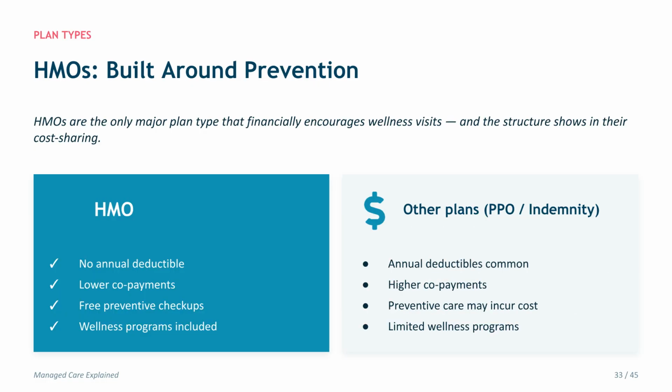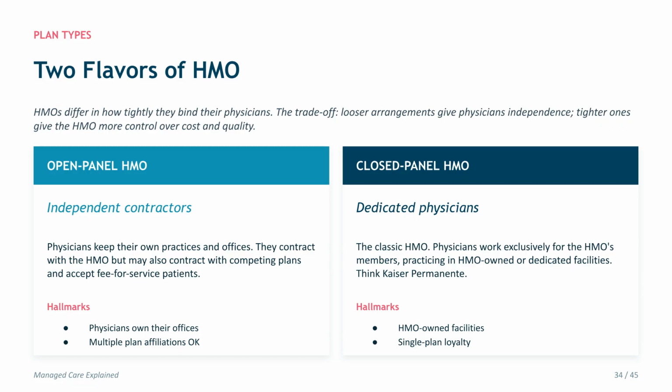HMOs are unique in that they are built around prevention. They are the only major plan type that financially encourages wellness visits, typically featuring no annual deductible and lower copayments compared to other plans. HMOs come in two main flavors: open panel and closed panel. Open panel HMOs work with independent contractors who maintain their own practices, while closed panel HMOs use dedicated physicians who work exclusively for the organization.